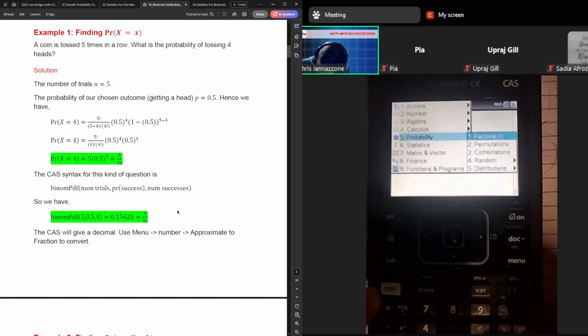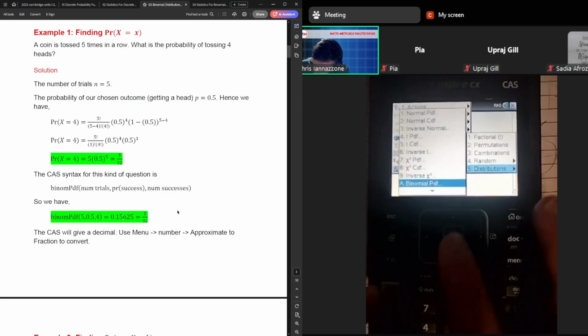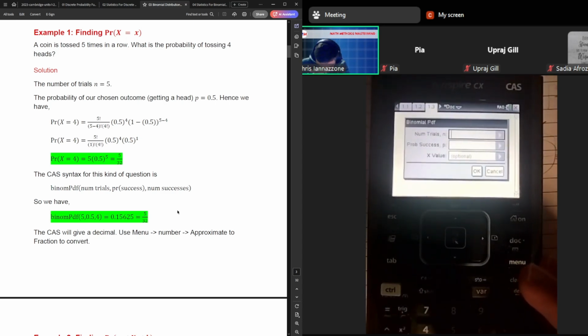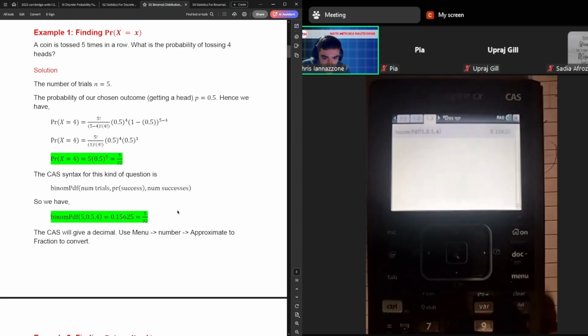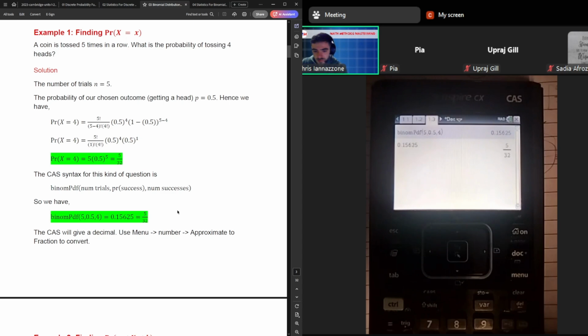Menu 5. Hang on. Oh, I didn't actually write the shortcut. How nasty of me. Menu 5.5, binomial PDF. You're going to give number of trials, in this case 5, probability of success 0.5, x was 4, and you'll see it'll give you a decimal, which is not ideal, so just grab a copy of it, hit enter on it again, and then you've got a fraction, if you want a fraction.